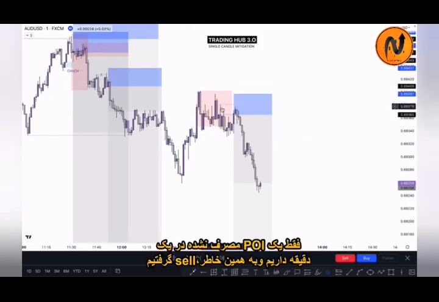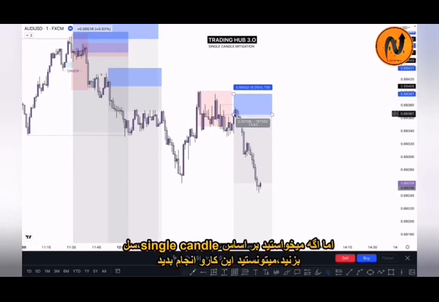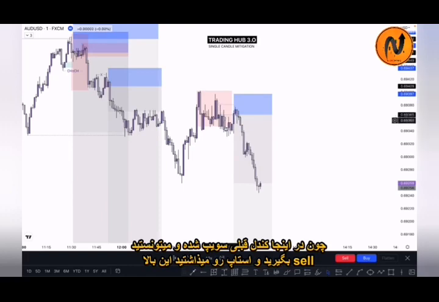Only one POI, unmitigated POI in a 1 minute time frame is here. That's why we are selling here. But if you are willing to sell based on the single candle confirmation, then definitely you can sell here, right? Previous candle mitigate here, sweep here, and you can sell here also. You can also sell here, but put the stop loss just above it.